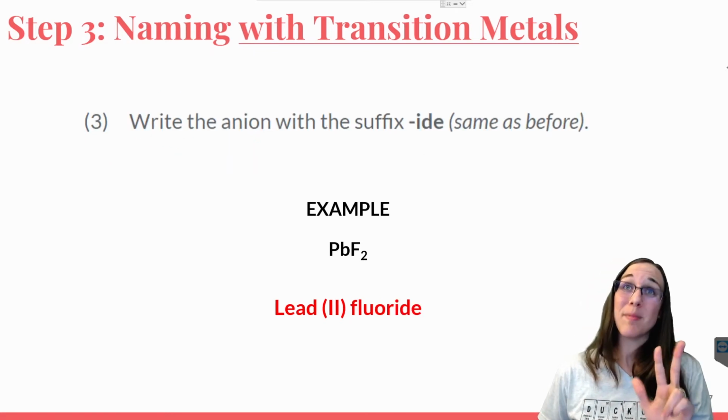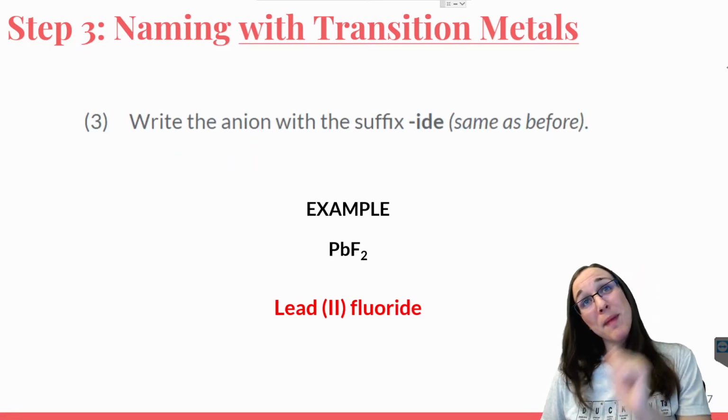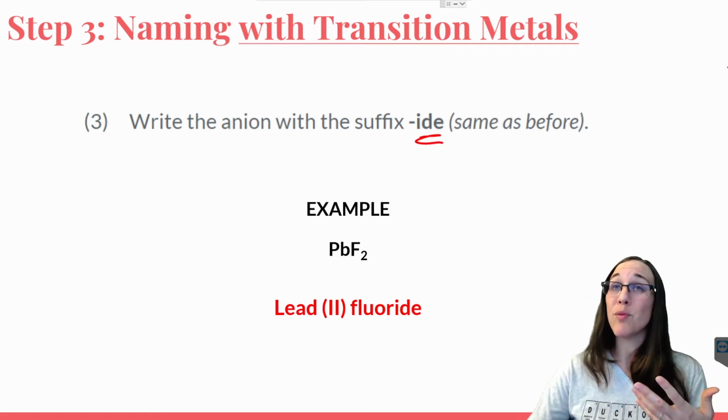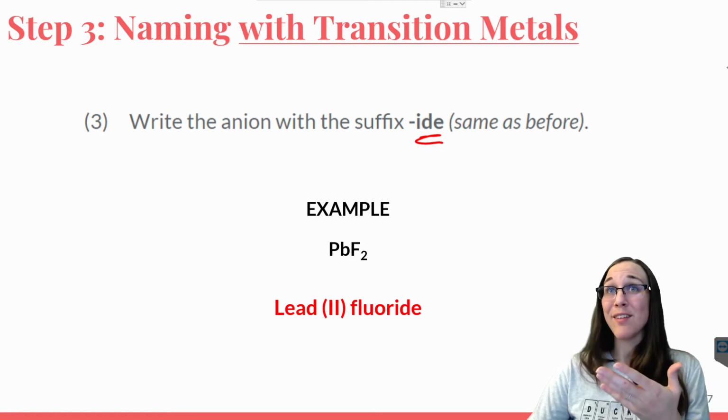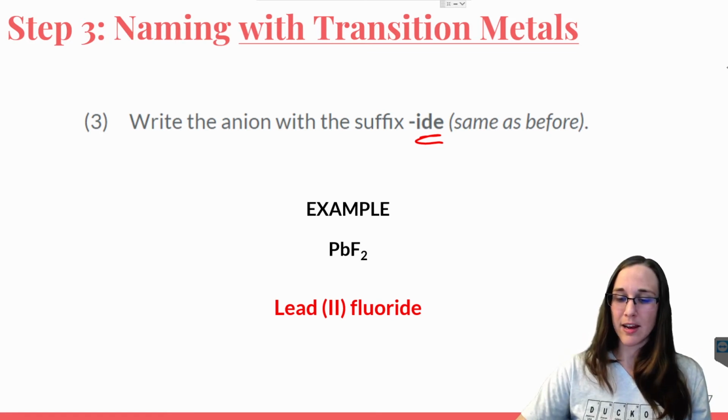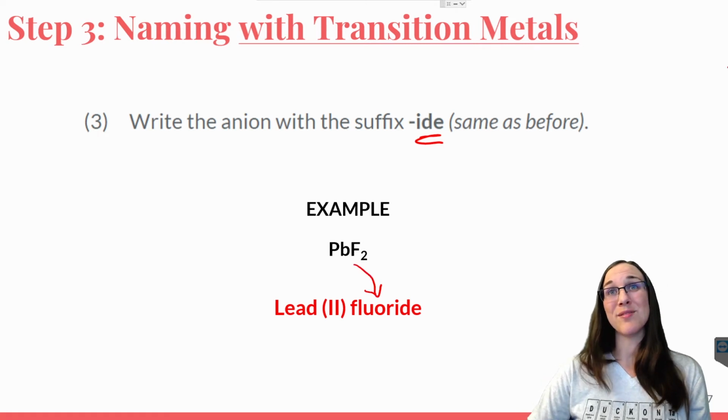And the third step, last but not least, is to take a look back at that anion, make sure that it ends in "ide" as we always have before, and put it after your transition metal with the Roman numeral charge. In this case, we would say not fluorine, but fluoride for our anion.